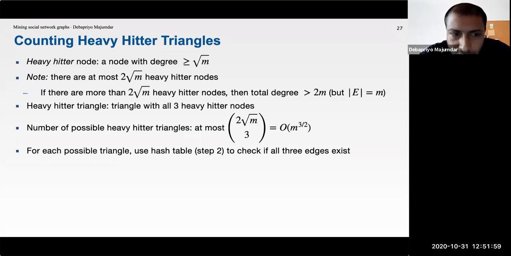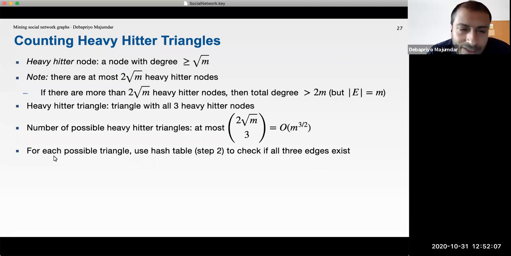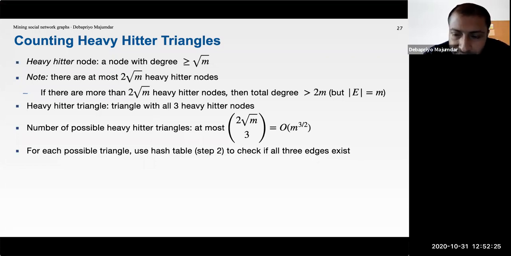Just a point here. Since we know the degree of all the nodes to start with, we know which of the nodes are heavy hitter nodes. So the number of such nodes will be less than or equal to 2 root m. For each of them, we can just explicitly check whether all of the 3 edges exist. That means after this, we'll be done with checking how many heavy hitter triangles there are. So this whole thing will take us order m to the power 3 by 2 time. Clear? The complexity analysis is the interesting part. Otherwise, it is brute force, do everything kind of algorithm. Okay. So that's just counting heavy hitter triangles.